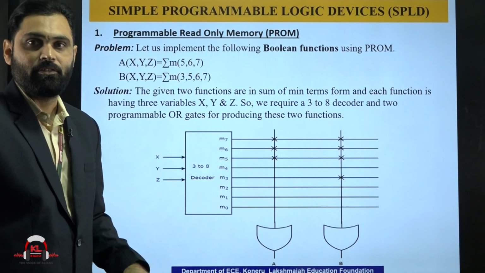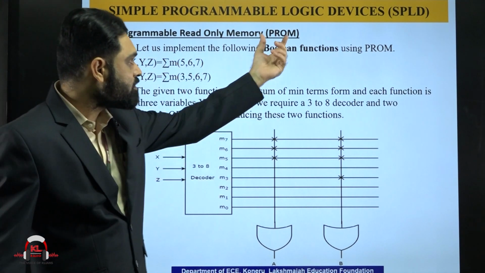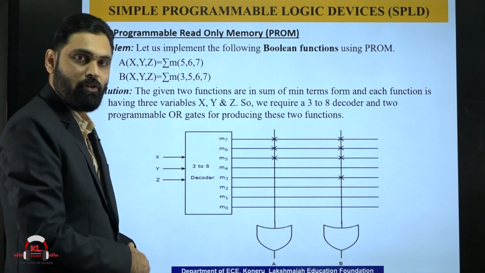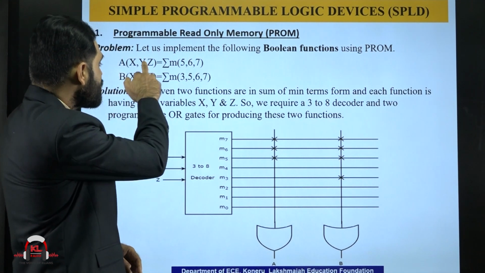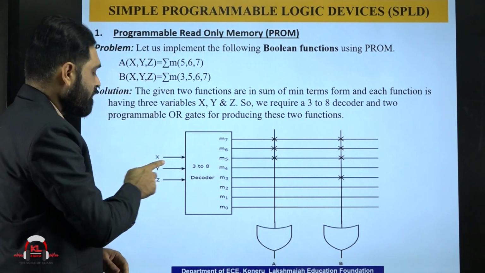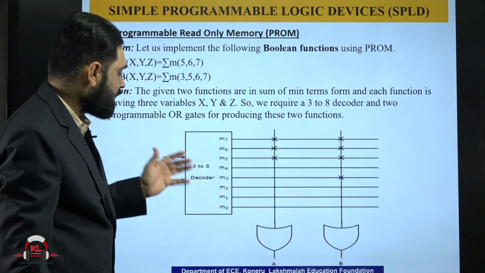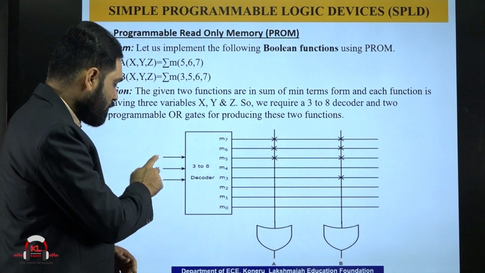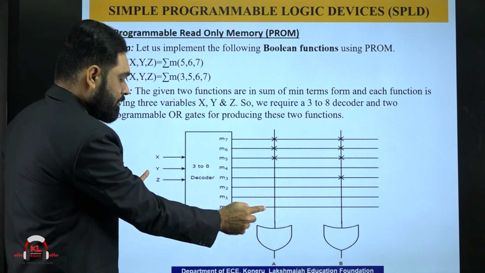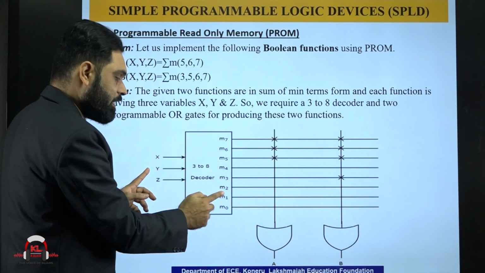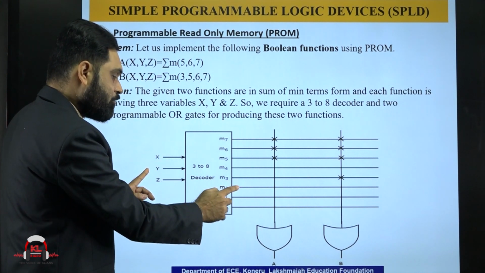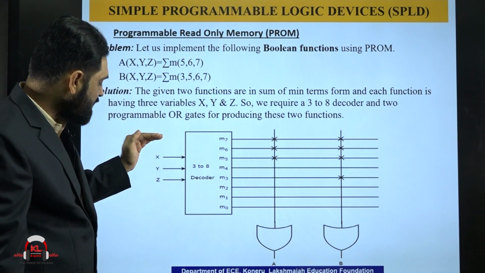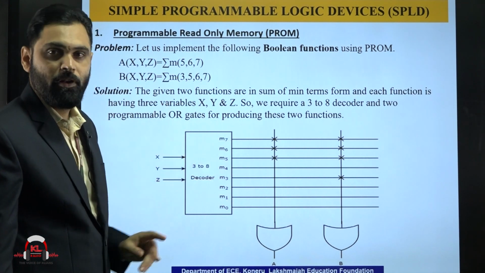You have to construct a circuit. If you want to construct a circuit using PROM, the arrangement is given here. A 3:8 decoder is taken, with 3 inputs x, y, z. In these two cases x, y, z are the input variables, connected to the 3:8 decoder. When x, y, z are all zeros, then M0 will be activated. When it is 0, 0, 1, M1 will be activated, 0, 1, 0, M2 will be activated, 0, 1, 1, M3 will be activated. Like that, as per the corresponding input, that particular output will be activated.